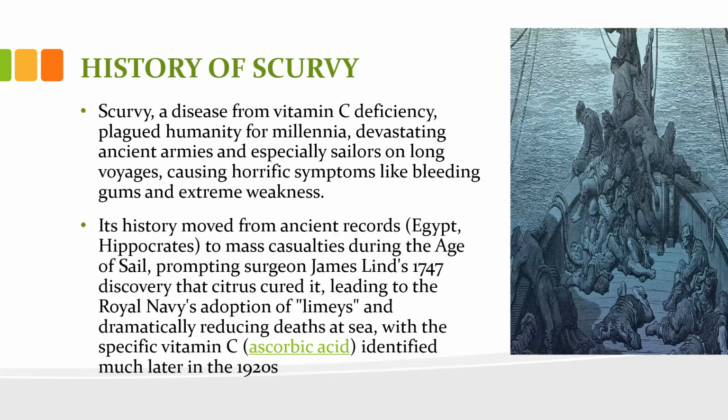The history of scurvy. Scurvy is a disease of vitamin C deficiency that has plagued humanity for millennia, devastating ancient armies and especially sailors on long voyages, causing horrific symptoms like bleeding gums and extreme weakness. Its history goes back to the ancient records of Egypt and Hippocrates, to mass casualties during the age of sail, prompting Surgeon James Lind's 1747 discovery that citrus cured it, leading to the Royal Navy's adoption of limes and dramatically reducing deaths at sea, with the specific vitamin, ascorbic acid, identified much later in the 1920s.